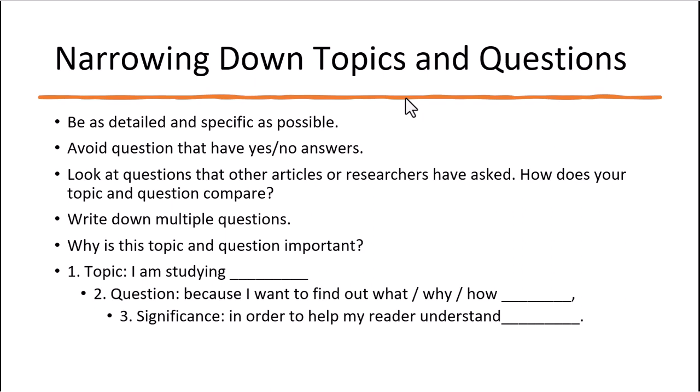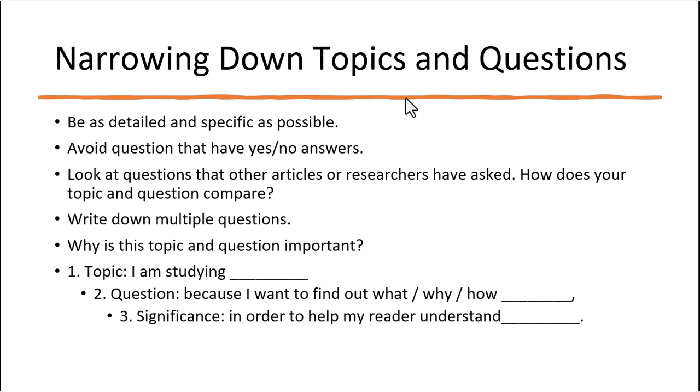We should look at questions that other articles or researchers have asked. How does your topic and question compare to what other people in the field of sociology have done? Write down multiple questions. Don't just come up with one, come up with more than one. Pick your best. Next, tell me, why is your topic and question important? Why is it interesting to you? Why should I care about it? Try to draw me in, convince me that your topic is important.